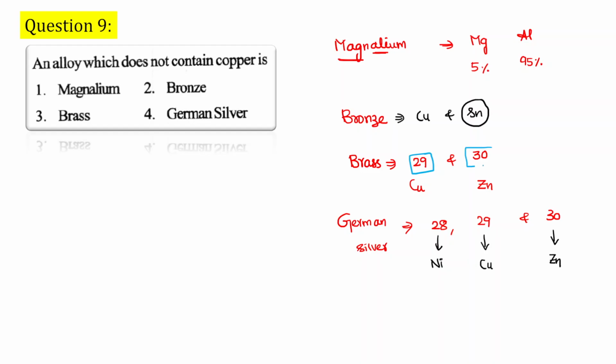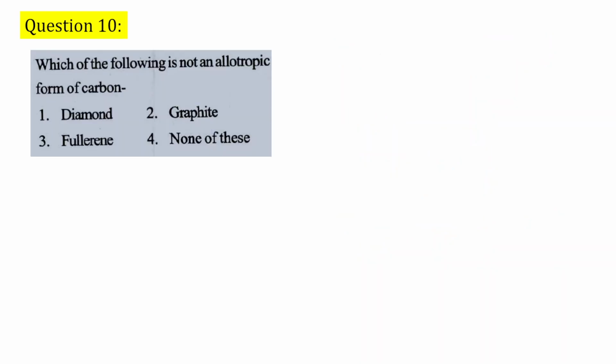29, 30 for brass. And for German silver, the alloy composition is 28, 29 and 30. So it is very easy for you to remember. And the term magnalium itself says that magnesium and aluminium are contained, and the maximum metal that it contains is aluminium. That itself may sometimes be asked: magnalium contains the maximum amount of which metal, magnesium or aluminium or some other metal may also be given. So you can answer aluminium.